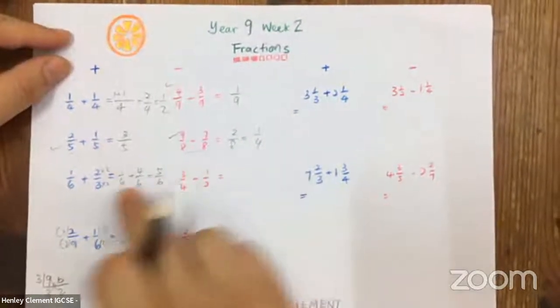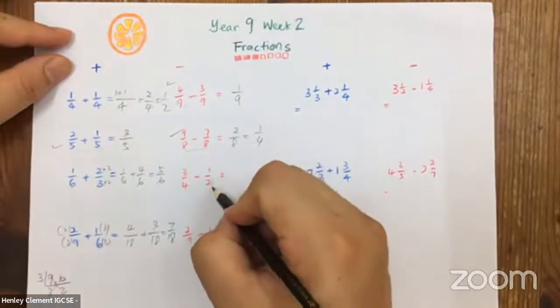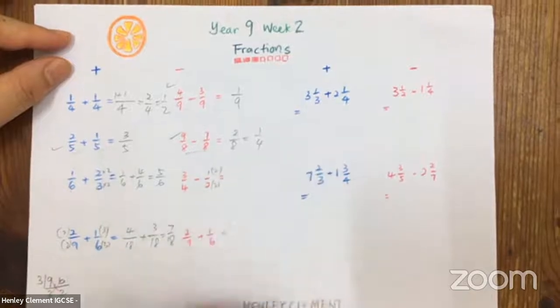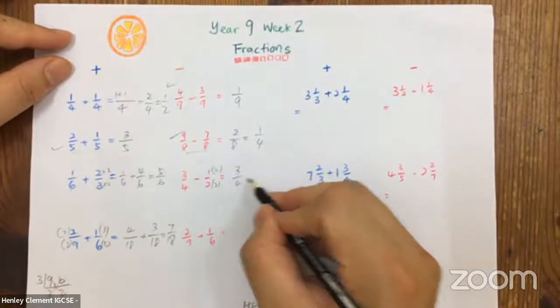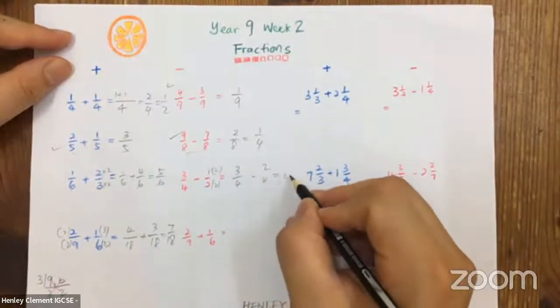This part is easy, just like this one. Only one side you need to times 2. So all you get is 3 over 4 minus 2 over 4. So you get 1 over 4.